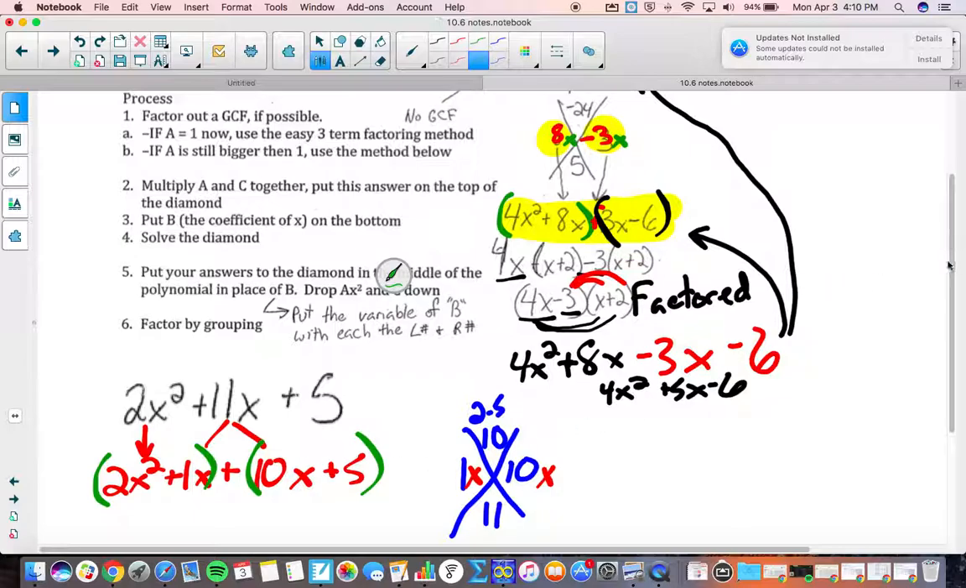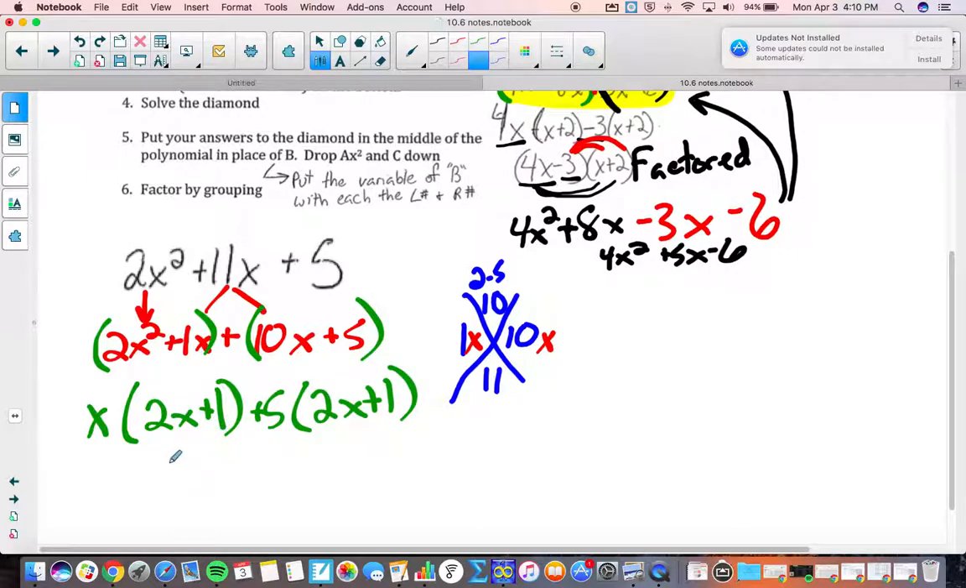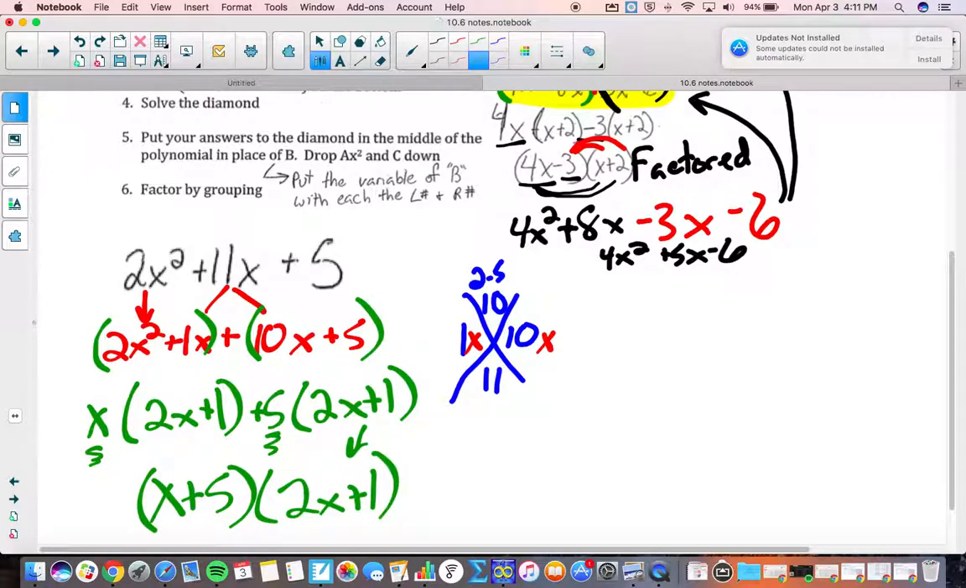So out of the first 2 terms, we can factor out an x, so we get 2x plus 1. And out of the second 2 terms, we can factor out a 5. When we factor out 5, we get 2x plus 1. That's good, they match. Put your GCFs together, we get x plus 5, and then bring down one of your matching binomials, 2x plus 1. Bada bing, bada boom.